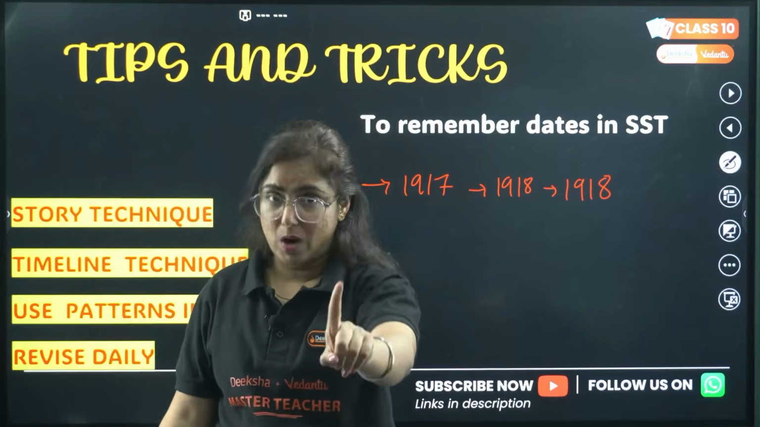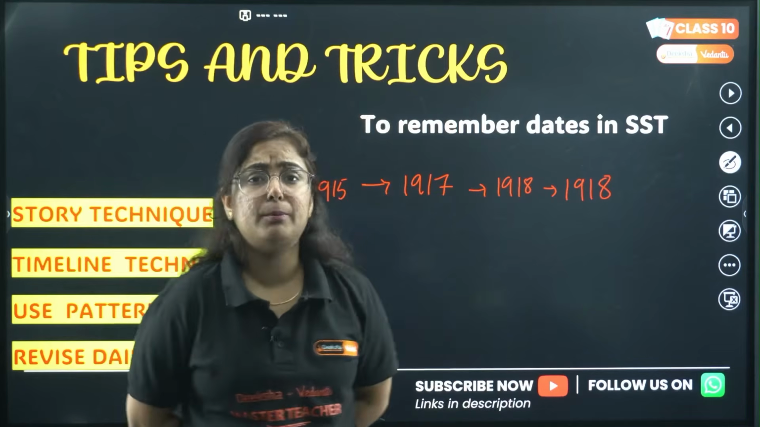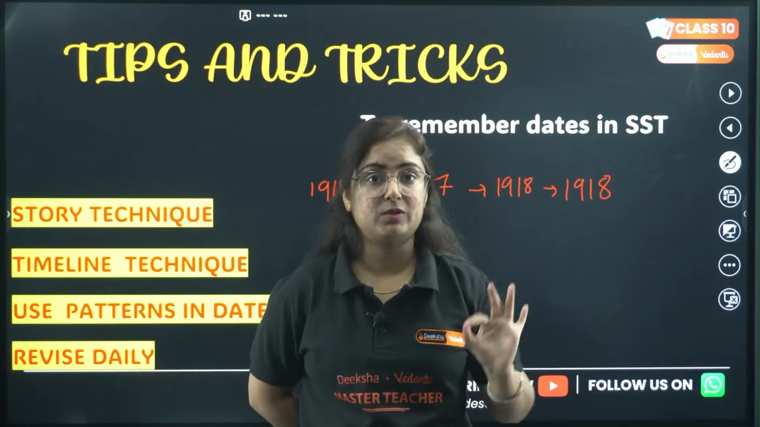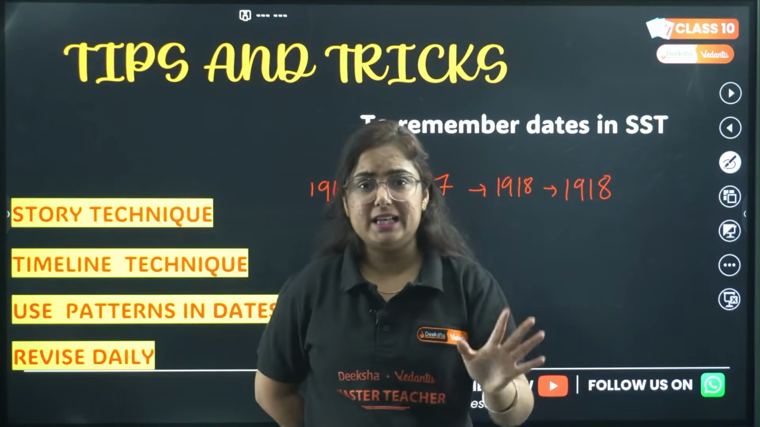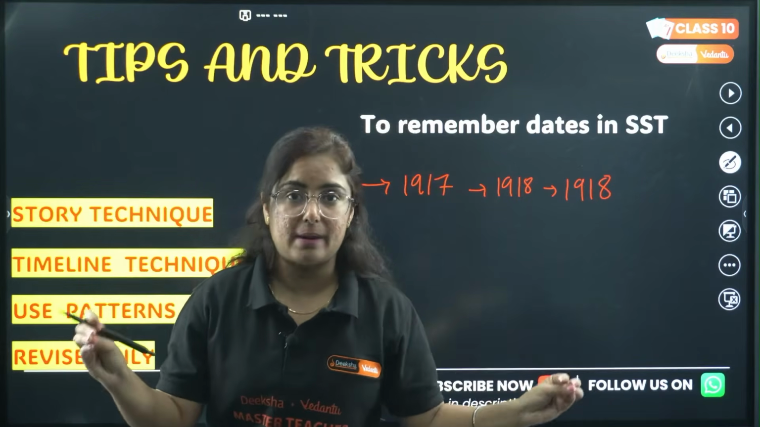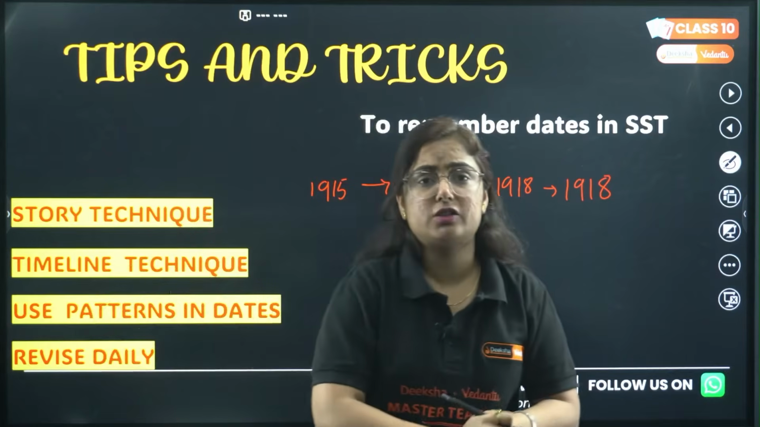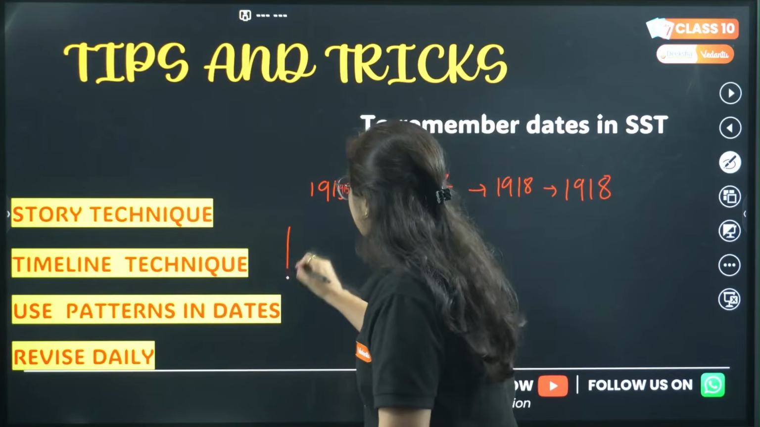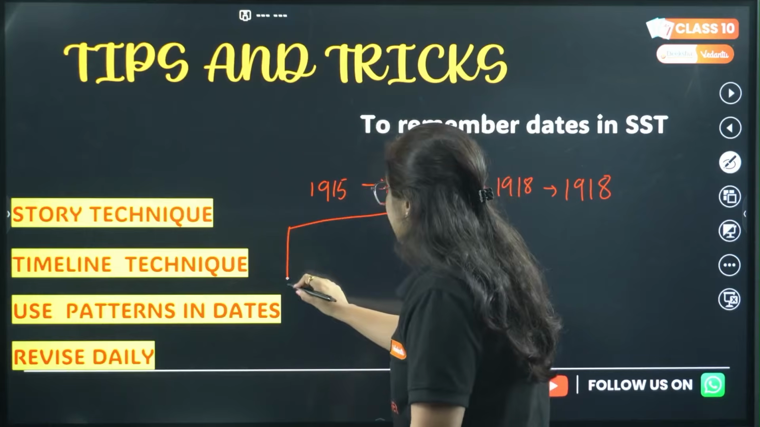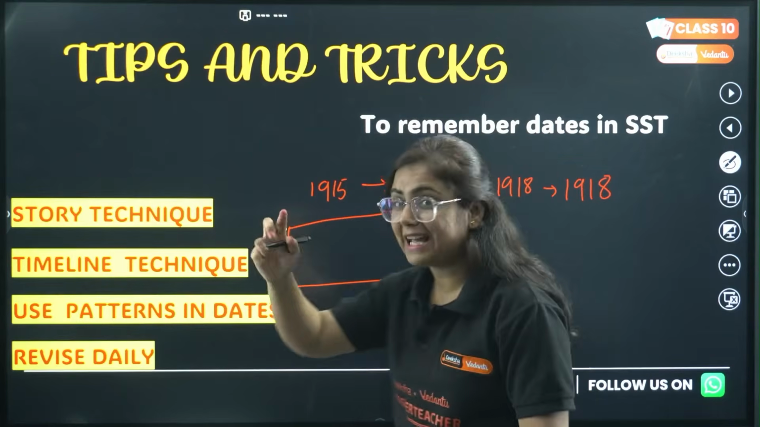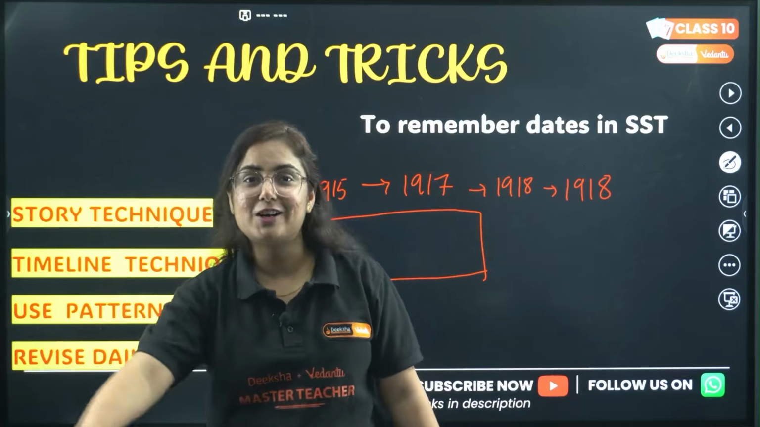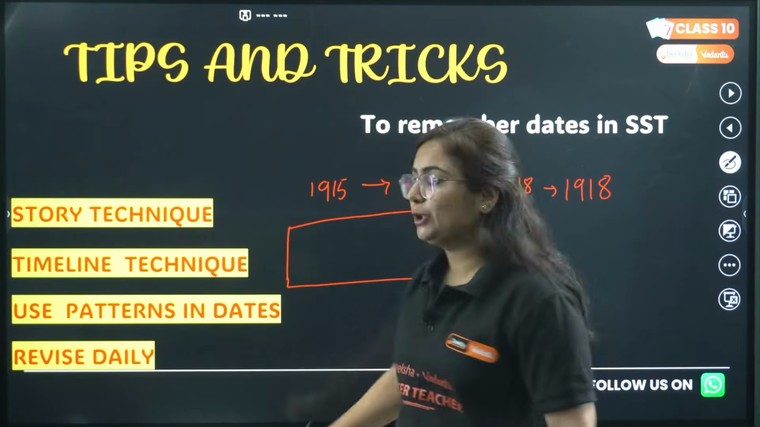Tip number 1. Now moving to tip number 2, that's the timeline technique. Right? Very easy, very easy. Whenever you are reading the chapter of history, take a blank page. Okay, take a blank page like the number line you were studying when you were in class first or second. Similarly, you need to follow that.